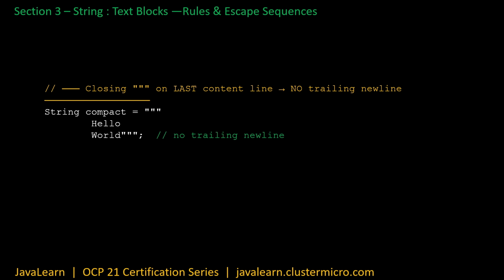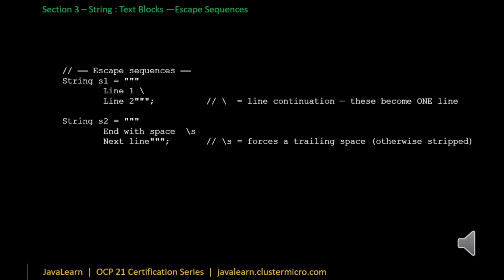So this is one of the most frequently tested text block rules on OCP 21. The exam will show you a text block and ask you to identify whether the resulting string includes a trailing new line or not. The rule is very simple and absolute. Closing triple quote on its own line, trailing new line is included. Closing triple quote at the end of a content line, there is no trailing new line. So you have to memorize these 2 sentences. They will appear in the exam.